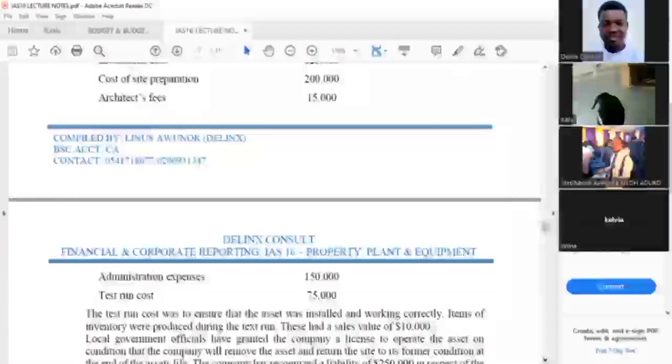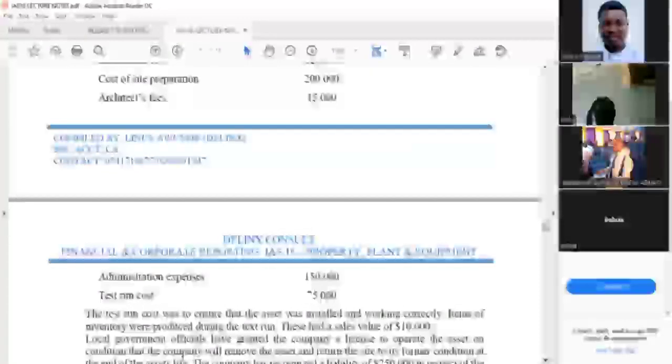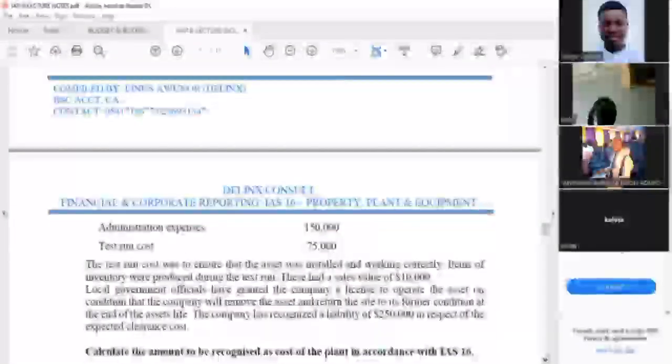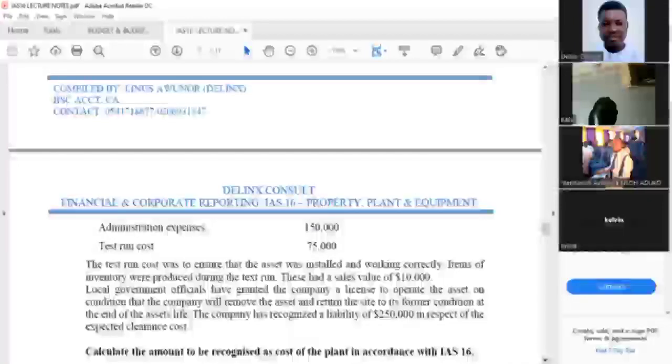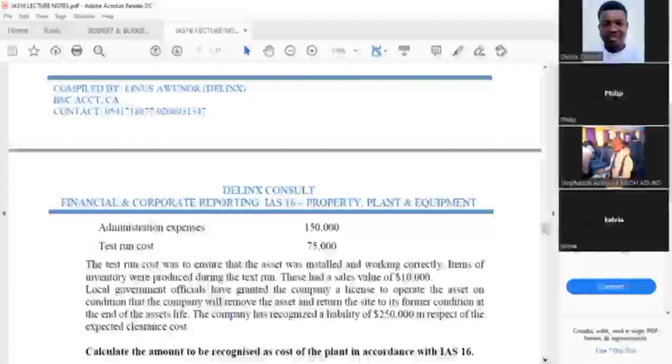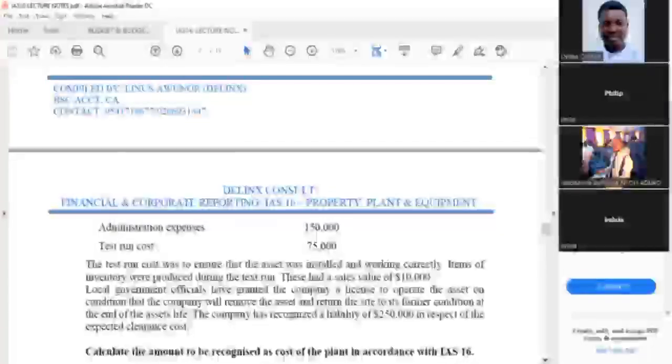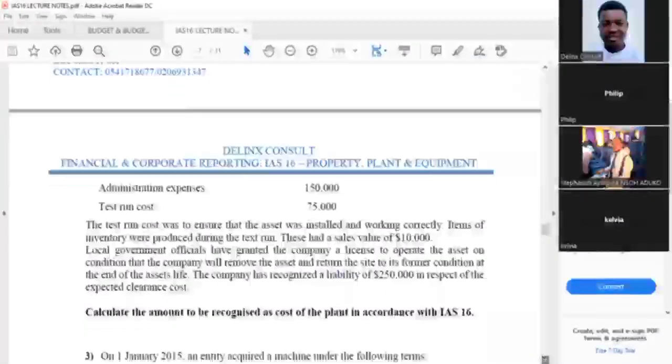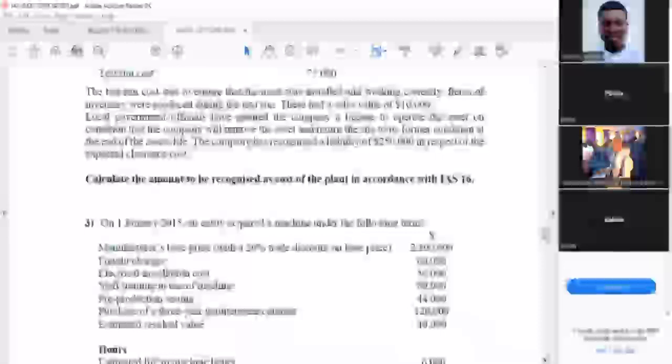Okay, test run cost was to ensure that the asset was installed and working correctly. Items of inventory were produced during the test run. This had a sales value of 10,000. Local government officials have granted the company a lease to operate the asset on condition that the company will remove the asset and return the site to its former condition at the end of the asset's life. The company has recognized a liability of 250,000 in respect of the expected clearance cost. Calculate the amount to be recognized as cost of the plant in accordance with IAS 16.